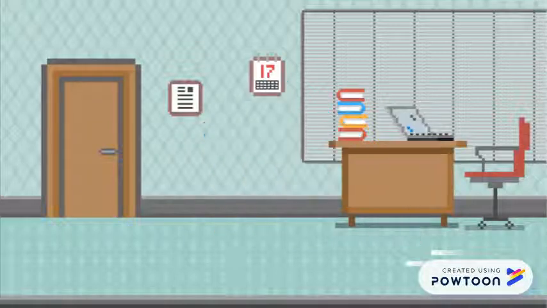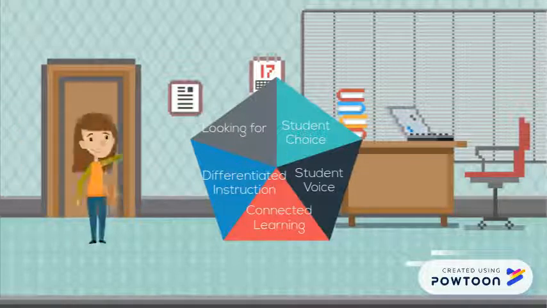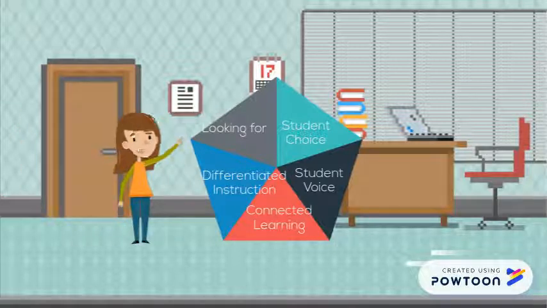and student choice. In order to do this, I made a checklist using Google Forms and specifically wrote out things that I would listen for and that I would look for in the classroom to observe if differentiated practices, as well as the connected learning, student choice, and student voice were being implemented in the room.